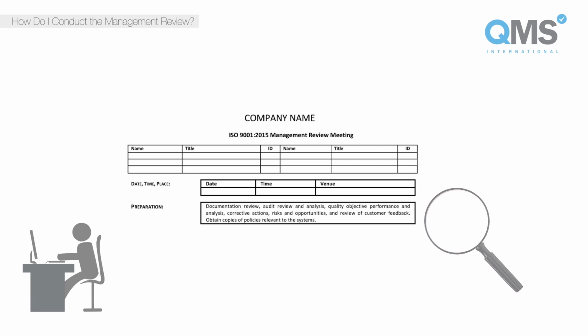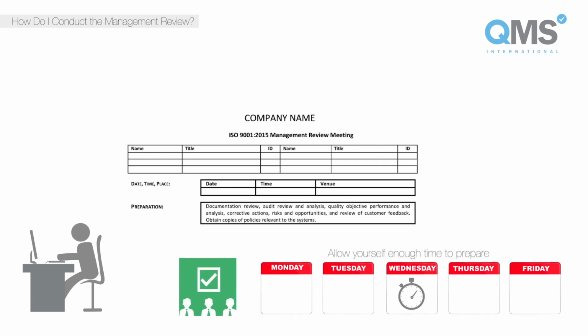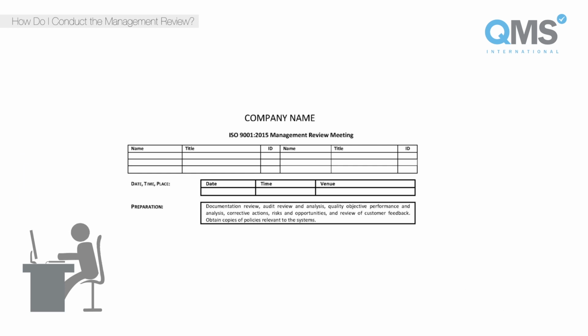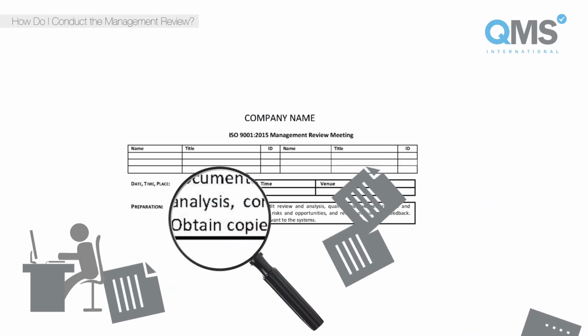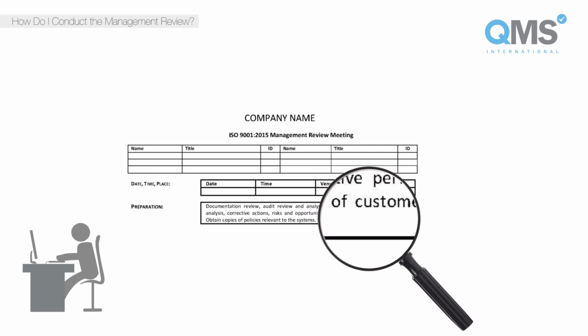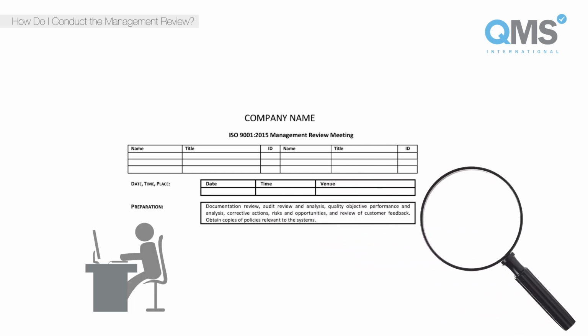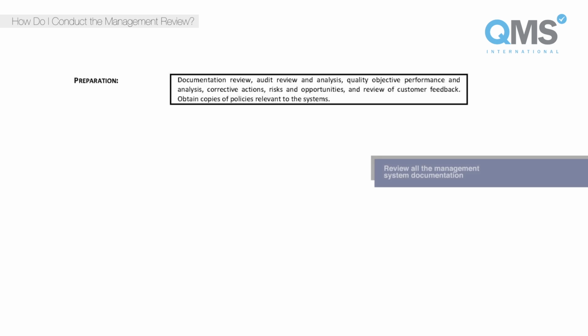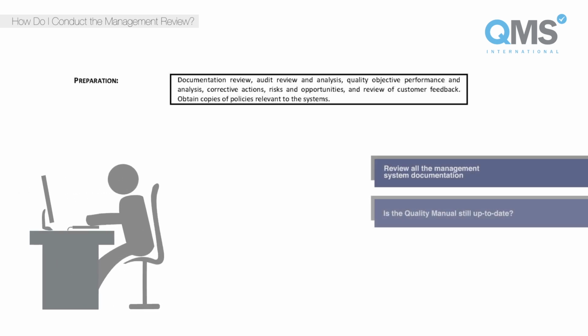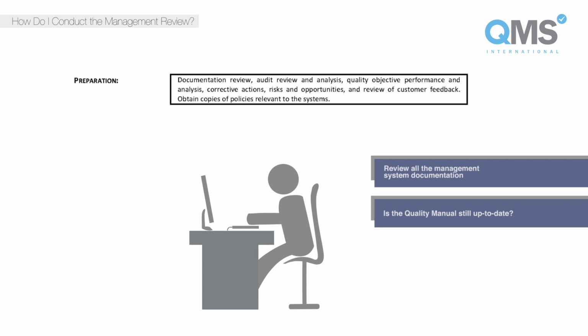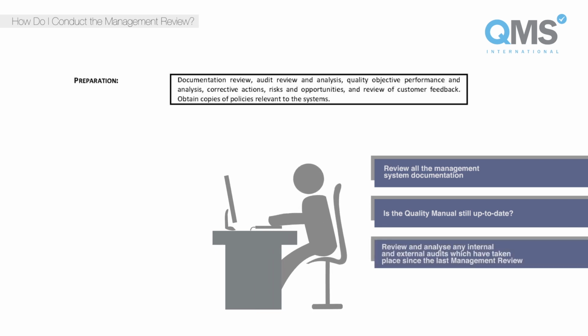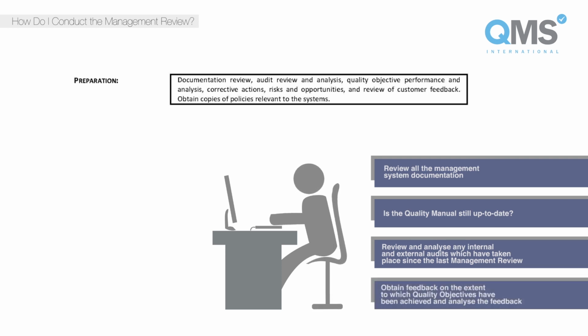It's best to start this at least several days before the meeting, as you might need time to prepare any missing information. As suggested in the box on the template, you are likely to find that you'll need to do at least the following. Review all the management system documentation. Is the quality manual still up to date? Review and analyse any internal and external audits which have taken place since the last management review. Obtain feedback on the extent to which quality objectives have been achieved and analyse the feedback.